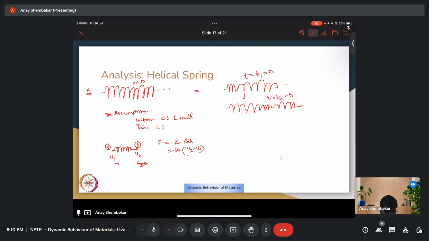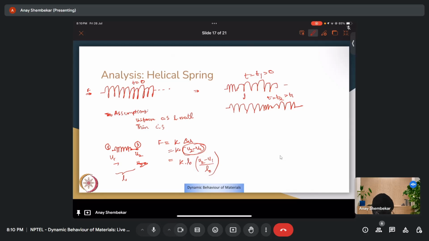What we are interested in is how u2 and u1 change with respect to their original positions, and not what their actual values are. Suppose I have the spring length initial as L naught, I can write it as K times (u2 minus u1) upon L naught. So the relative displacement between the two points is what we are interested in.